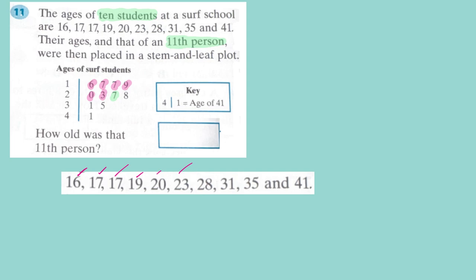That must be the 11th person. I certainly have a 28. I have a 31, 35, and 41. So that means that the 11th person must be 27 in here. Okay, 27. So I'm going to put 27 in here.